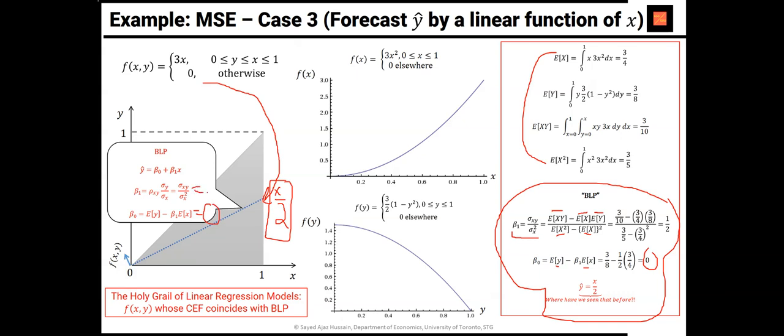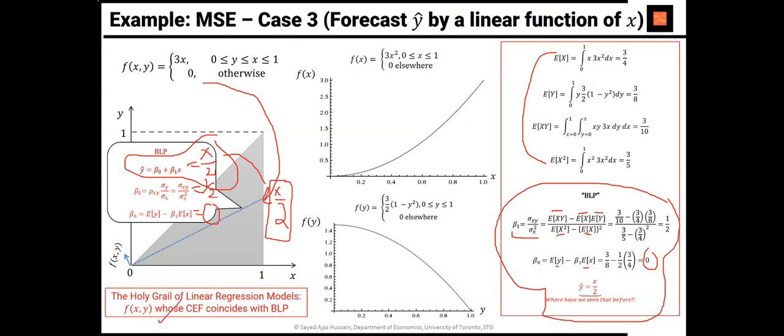Beta 1 comes out to be equal to 1/2, and therefore the equation is going to be equal to x divided by 2, which is the exact same equation you got with the conditional expectation function. You had to, because the CEF was in fact linear.